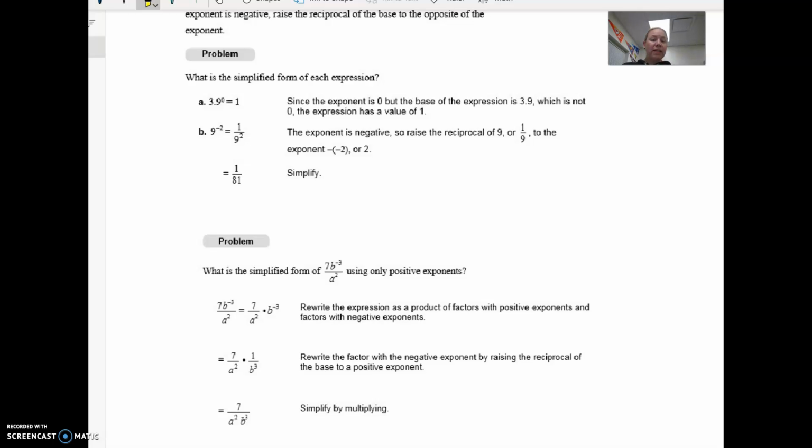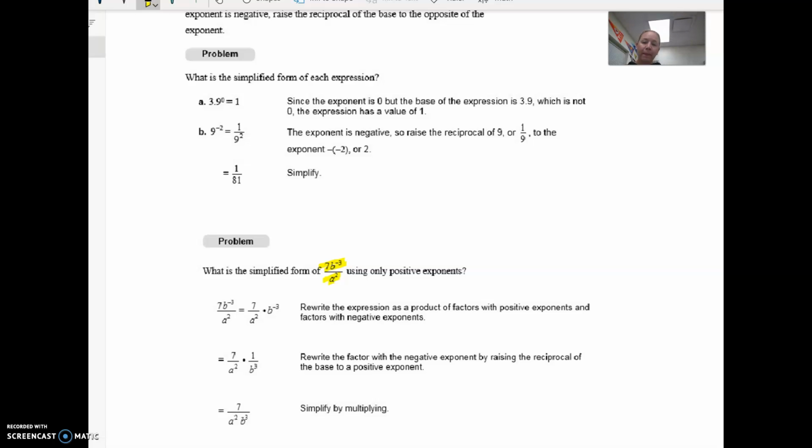Now, these problems can get a little more complex, so we're also going to look at an example here that's more complex and uses different properties. So here we have a problem where we can see we have 7b to the negative third, and then all of that is over a squared. And we want to simplify our answer and write it using only positive exponents.